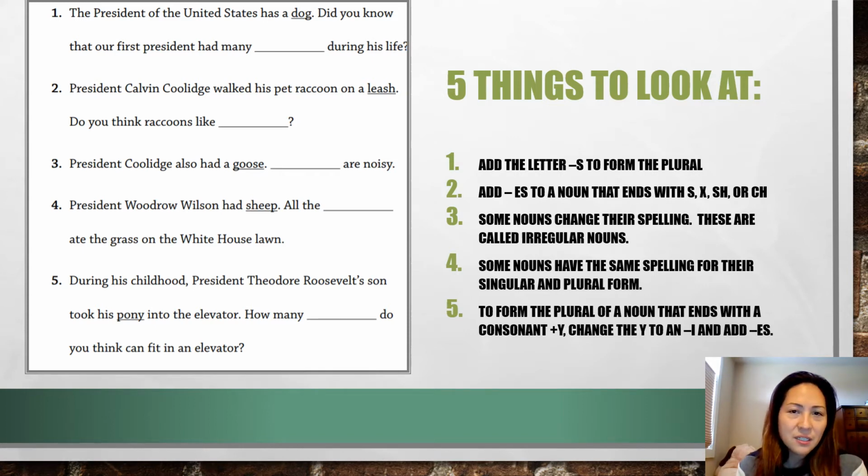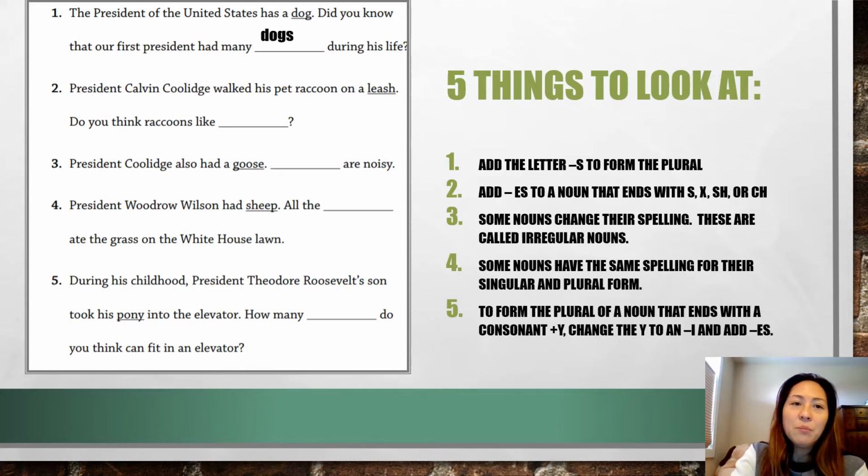So if we look at sentence number 1, it says, the President of the United States has a dog. Dog is underlined because that is one of the nouns in that sentence. And then we're going to change it from singular to plural. So then the next part, it would say, do you know that our first president had many dogs during his life? So on number 1, you add the letter S to form the plural. And that is generally the rule for most words.